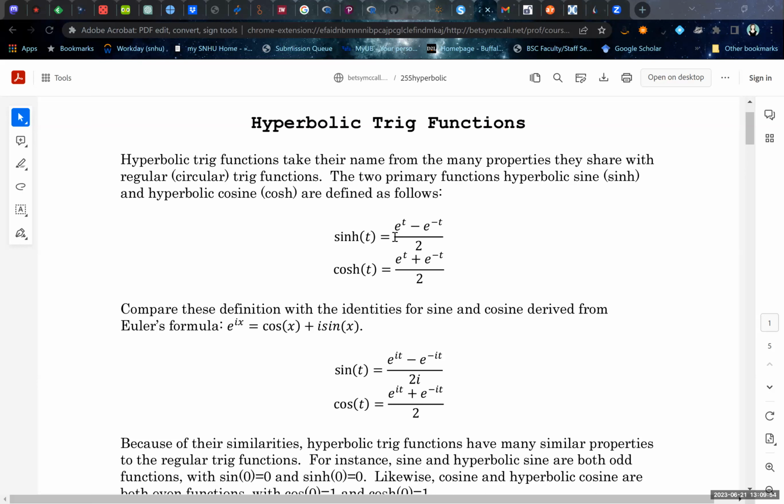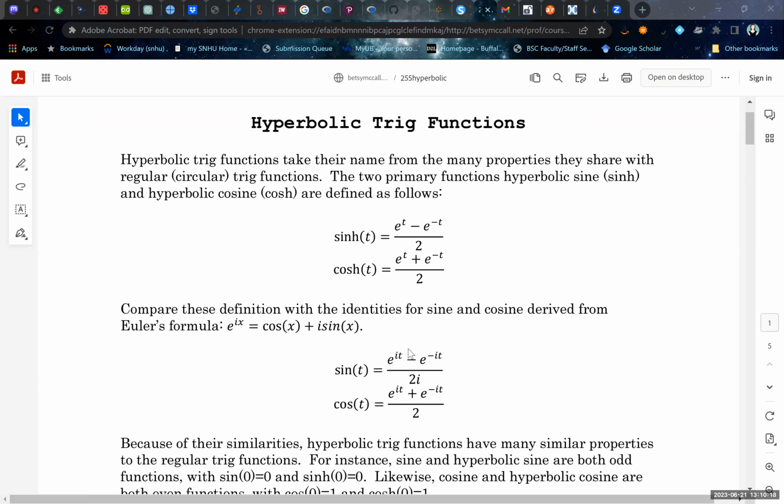So hyperbolic sine is just e to the t minus e to the minus t, same thing here, divided by 2 as opposed to 2i. And then hyperbolic cosine is e to the t plus e to the minus t, again similar here, divided by 2. So these are basically the same, defined in exactly the same way. The minus signs are the same, the exponentials are the same.